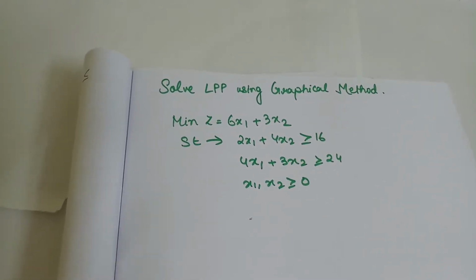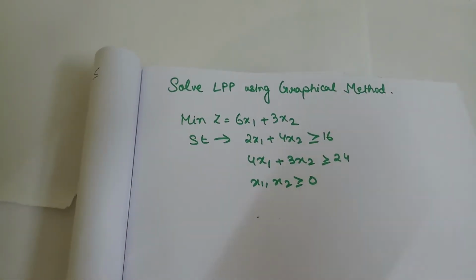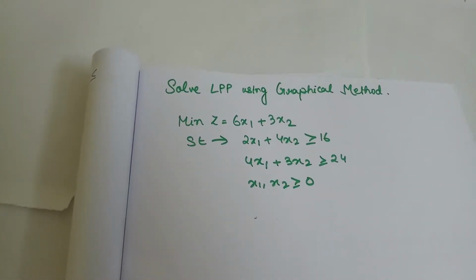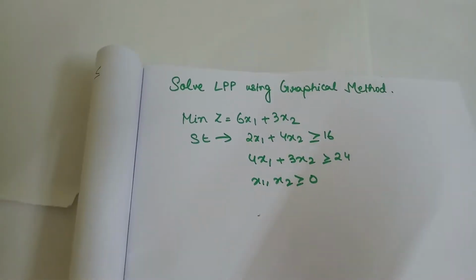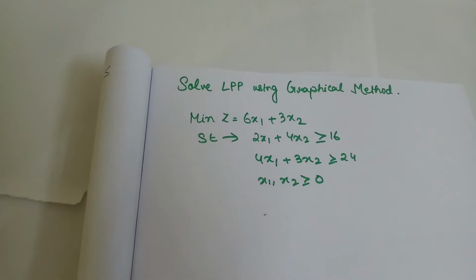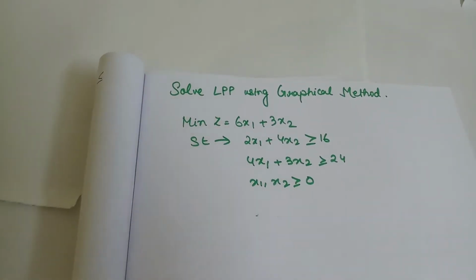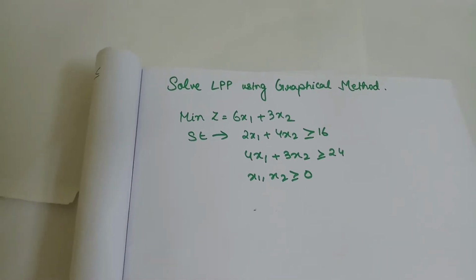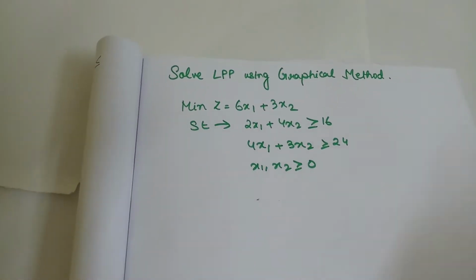I actually started with LPP using the graphical method for maximization, and now I'm doing minimization sums. This is the second problem on minimization. I have actually uploaded one more sum on minimization before this. I will give the link in the description box. If you want, you guys can check it out. Okay, so let's get into the problem.